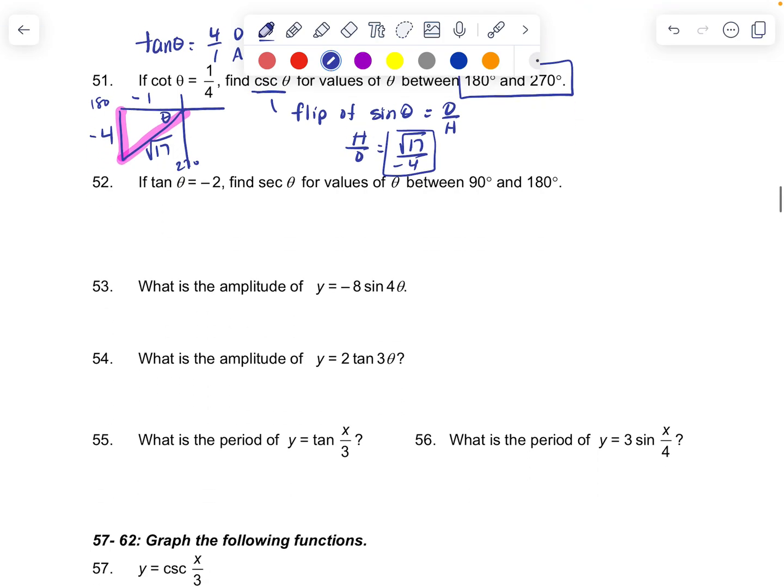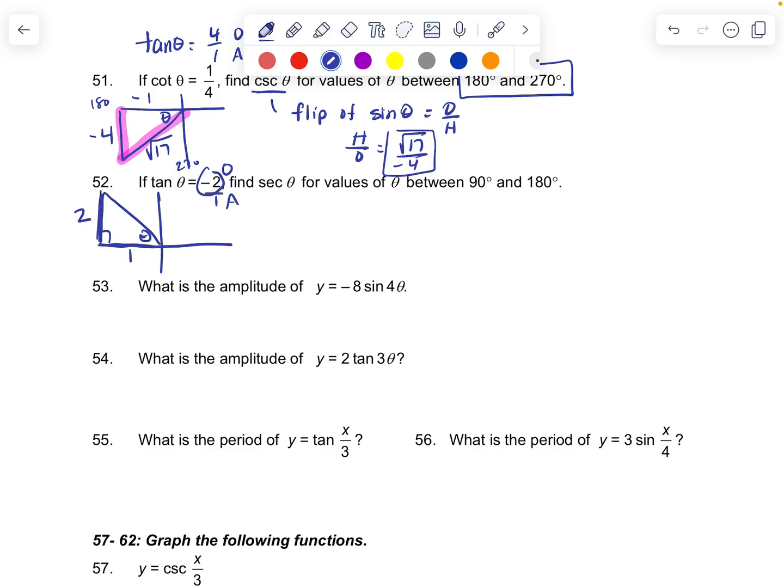All right, let's look at 52. Same idea. This time we're between 90 and 180. So that's going to put me right here between 90 and 180. Here's my angle theta. Okay, tangent of theta is -2 or -2 over 1. This is your opposite over adjacent. So the opposite is 2, the adjacent is 1. Now the question is, which one's going to get the negative sign? Only one of them, right? It looks like it's saying the 2 should get the negative, but not really because the 2 is going up.